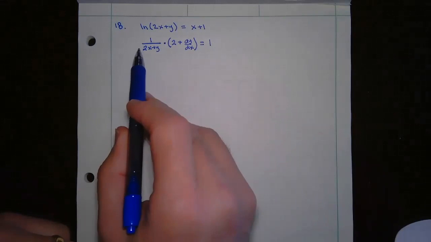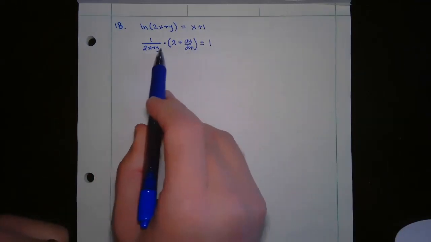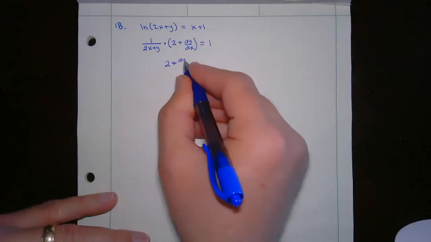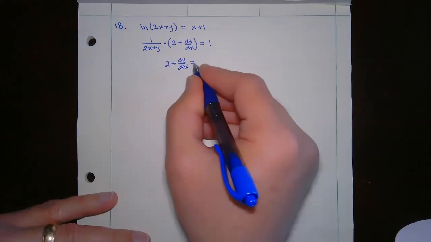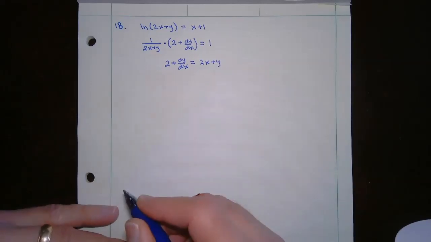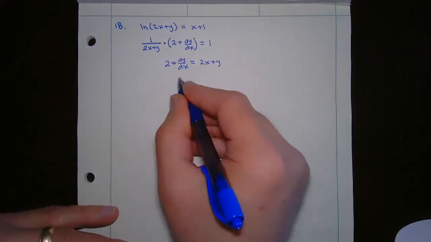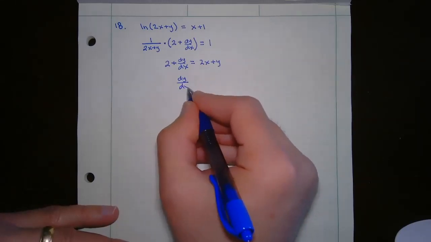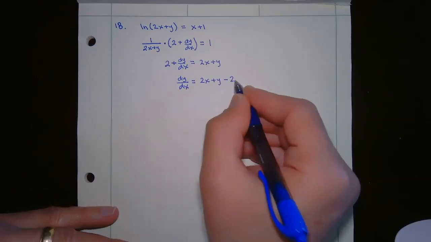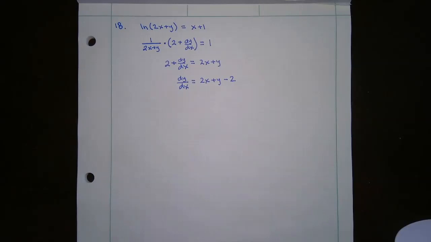What I would do is multiply both sides by this denominator, 2x plus y. So we get 2 plus dy over dx is equivalent to 2x plus y. Then I just subtract 2 from both sides. So dy over dx is equal to 2x plus y minus 2. Okay, and that's what dy over dx is. The correct answer would be B.